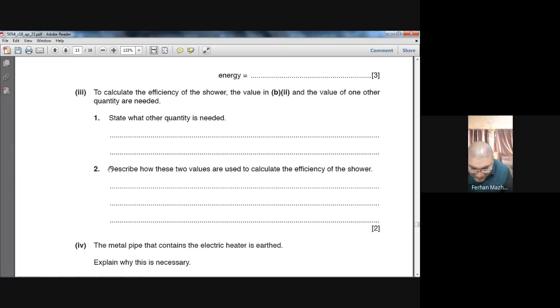For that purpose, I can calculate the energy, or I can calculate the electric power which is provided, and for that I need to know what is the voltage provided and how much is the current provided. Okay, voltage and current which is provided to that electric heater, these quantities are required.